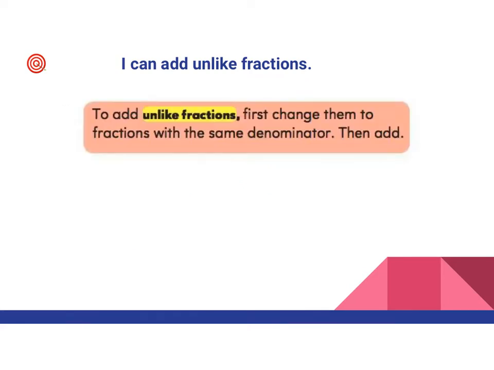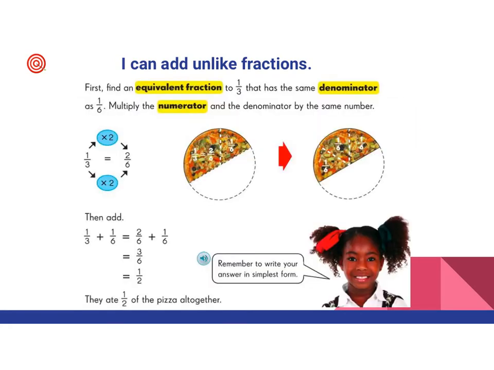Those are unlike fractions because they've got different denominators. So basically, third graders, what we're going to do to add unlike fractions is first change them to fractions with the same denominator, in other words, like fractions. Once we've got like fractions, then it's easy to add them up.